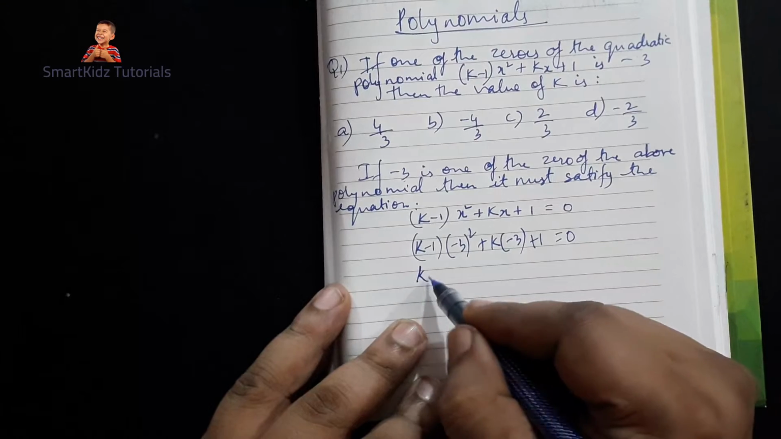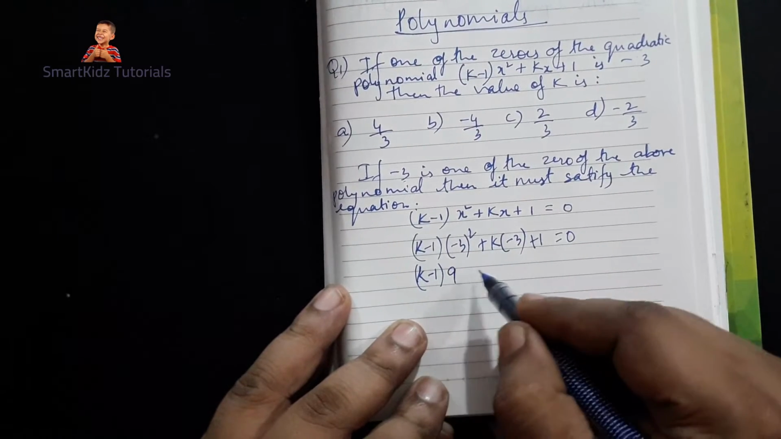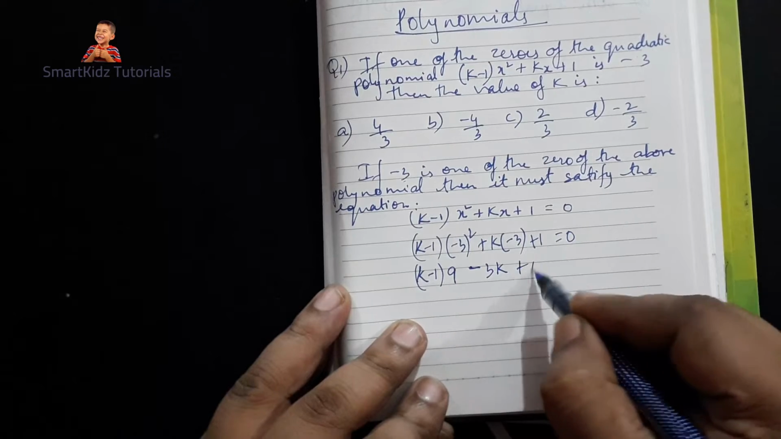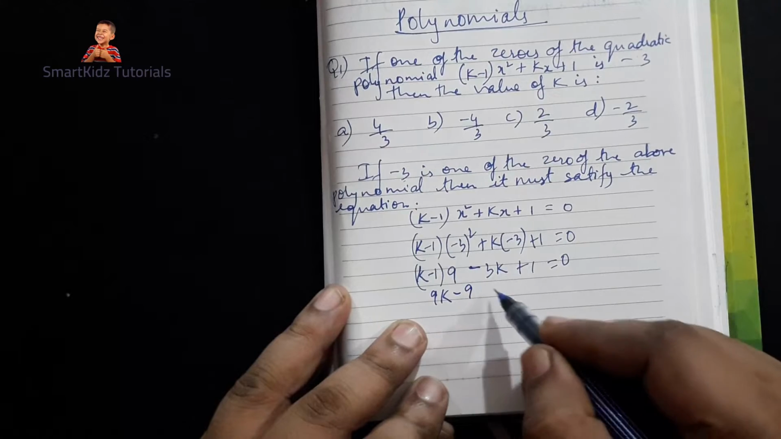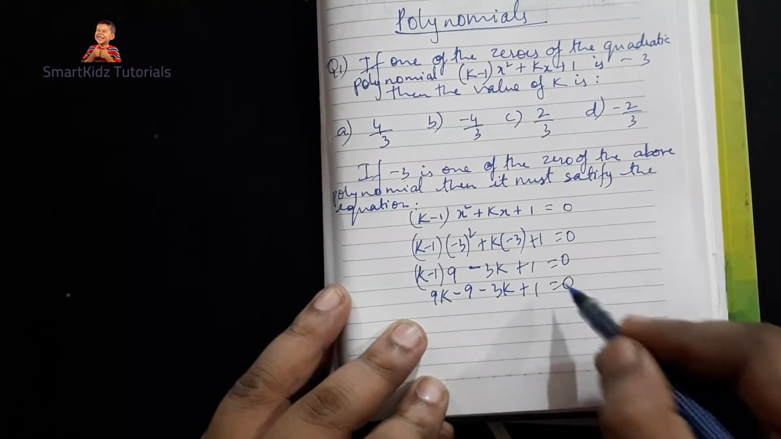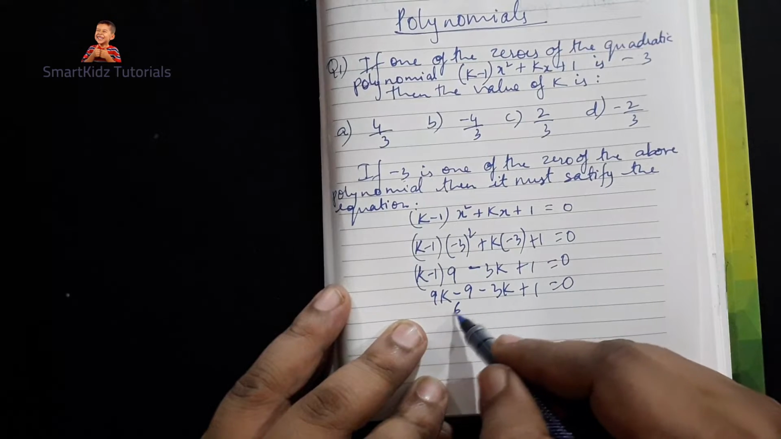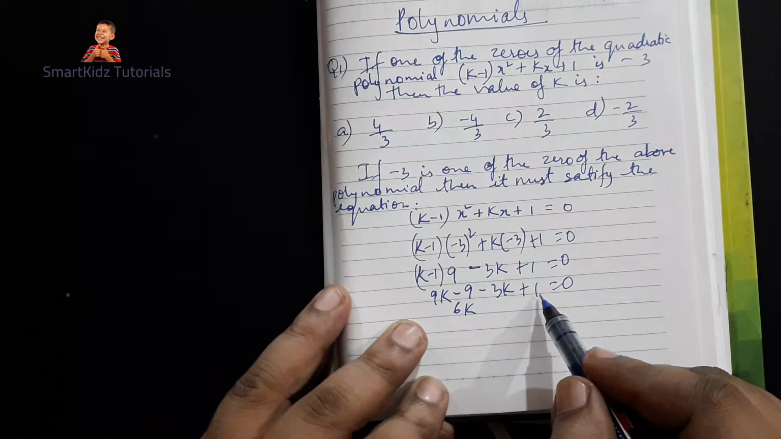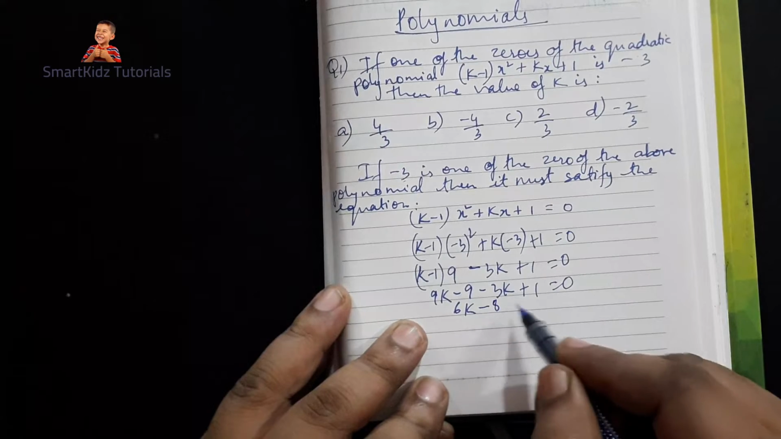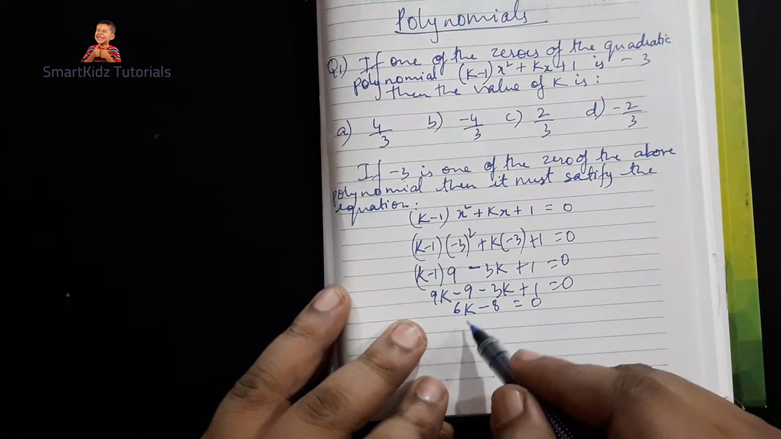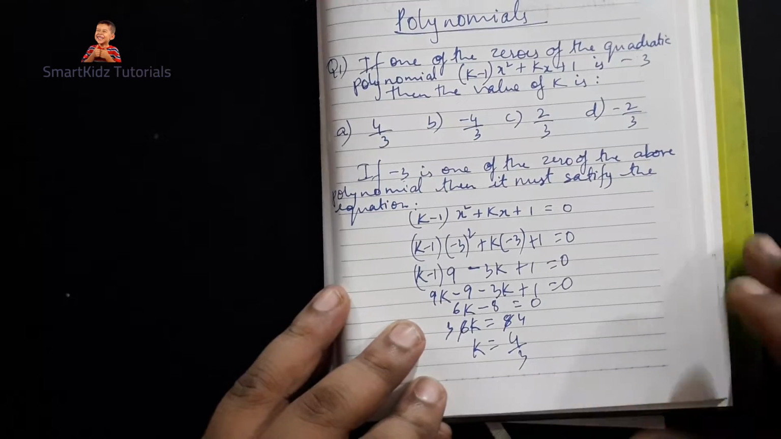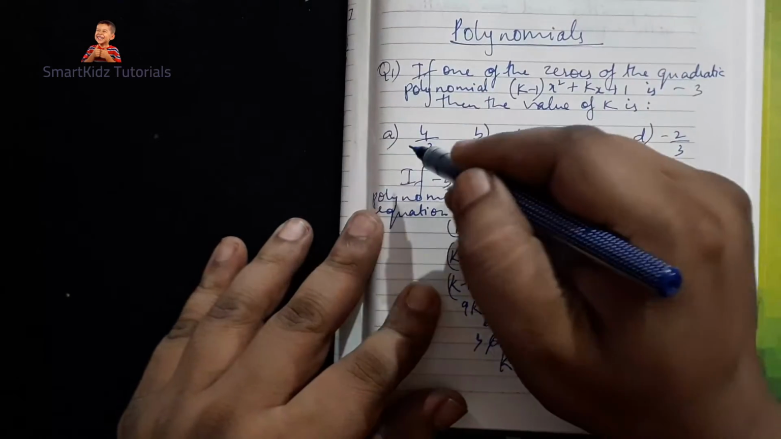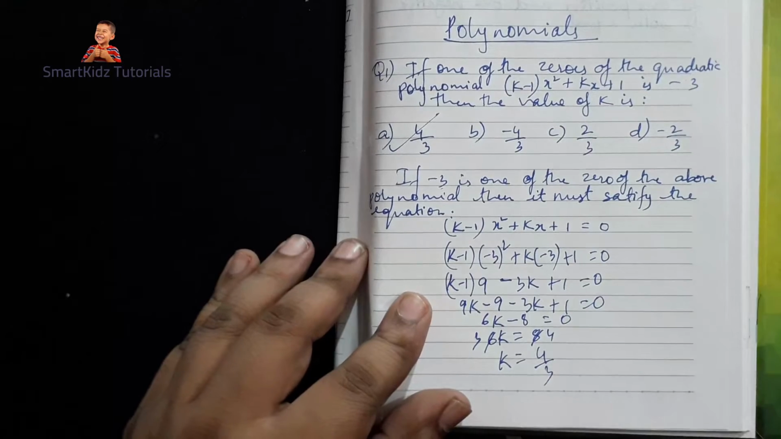And you have k minus 1 times minus 3 whole square is 9, minus 3k plus 1 equal to 0. 9 into k will be 9k minus 9 minus 3k plus 1 equal to 0. 9k minus 3k gives us 6k, and minus 9 plus 1 will give minus 8 equal to 0. So we take 8 on the other side, it will become positive. 6k equal to 8, 2 3s are 6, 2 4s are 8. We will get k is equal to 4 upon 3. So our correct answer is A, 4 upon 3.